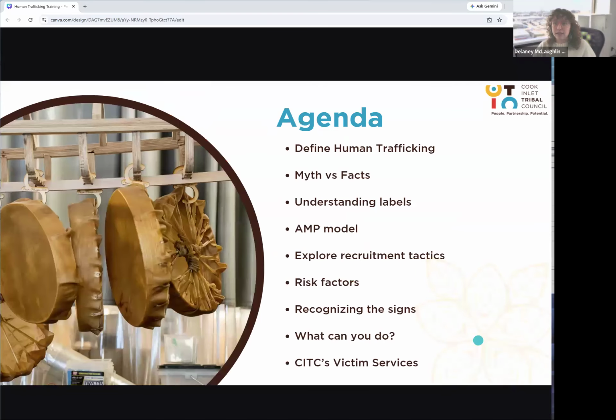Here's kind of what we're going to be diving into today. So the first thing that we're going to do is define human trafficking. We'll go over some common myths about human trafficking. We'll talk about some different labels, and then we'll talk about the AMP model. We'll go through some recruitment tactics, talk about risk factors, recognizing the signs, what you can do, and then what CITC's Victim Services Department can do.